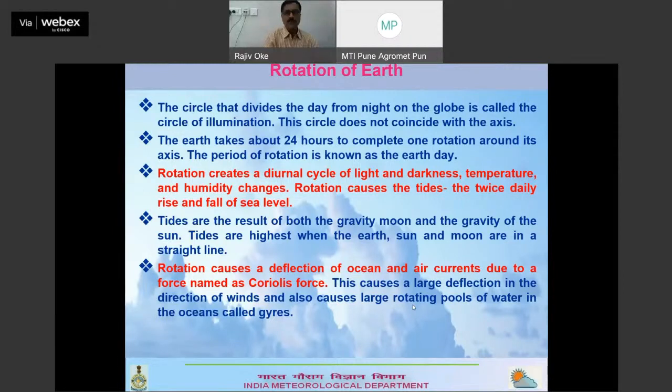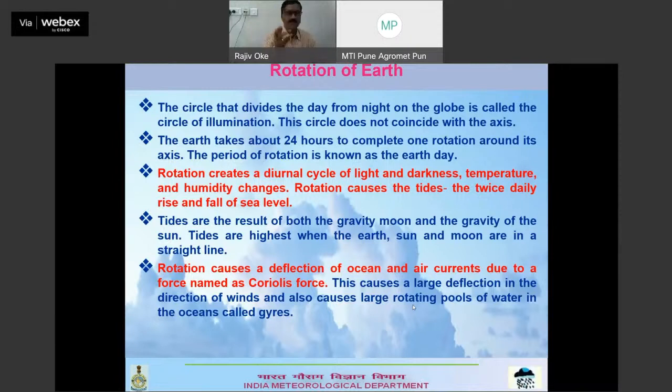Rotation causes deflection of oceans and air currents due to the force named the Coriolis force. This is the force which generates the winds. So due to the rotation of the Earth, the deflection of the ocean and air currents happens due to the Coriolis force. This causes a large deflection in the direction of winds and also causes large rotating pools of water in the oceans called gyres.